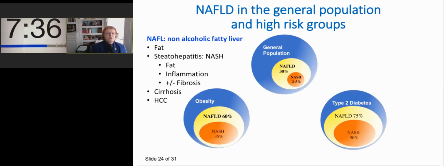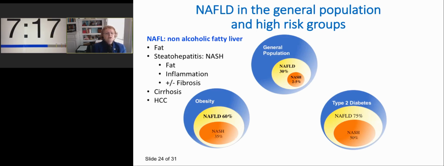What about NAFLD, the last big topic, which is fat or steatohepatitis, non-alcoholic steatohepatitis, NASH, which is fat and inflammation with and without fibrosis. It can go on to cirrhosis and hepatocellular carcinoma.